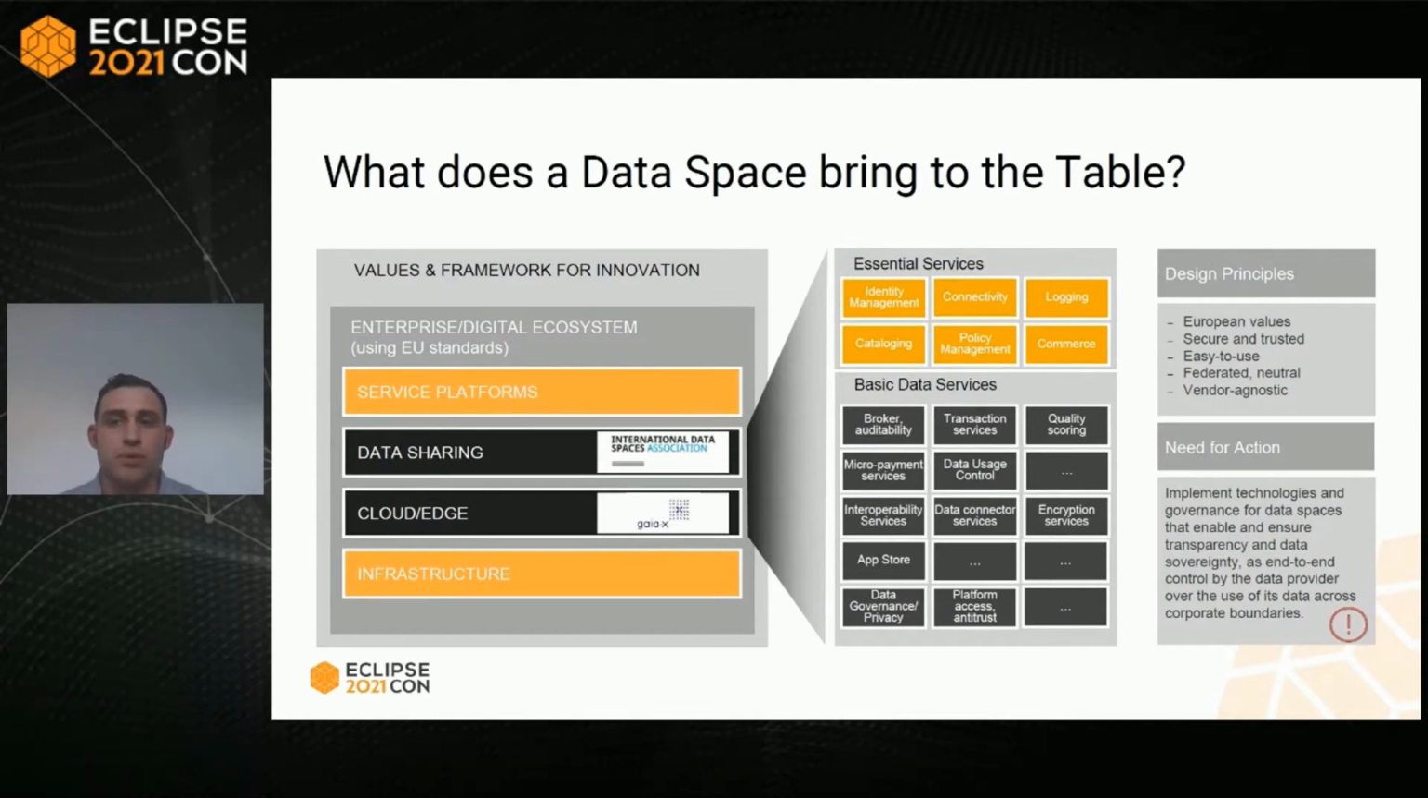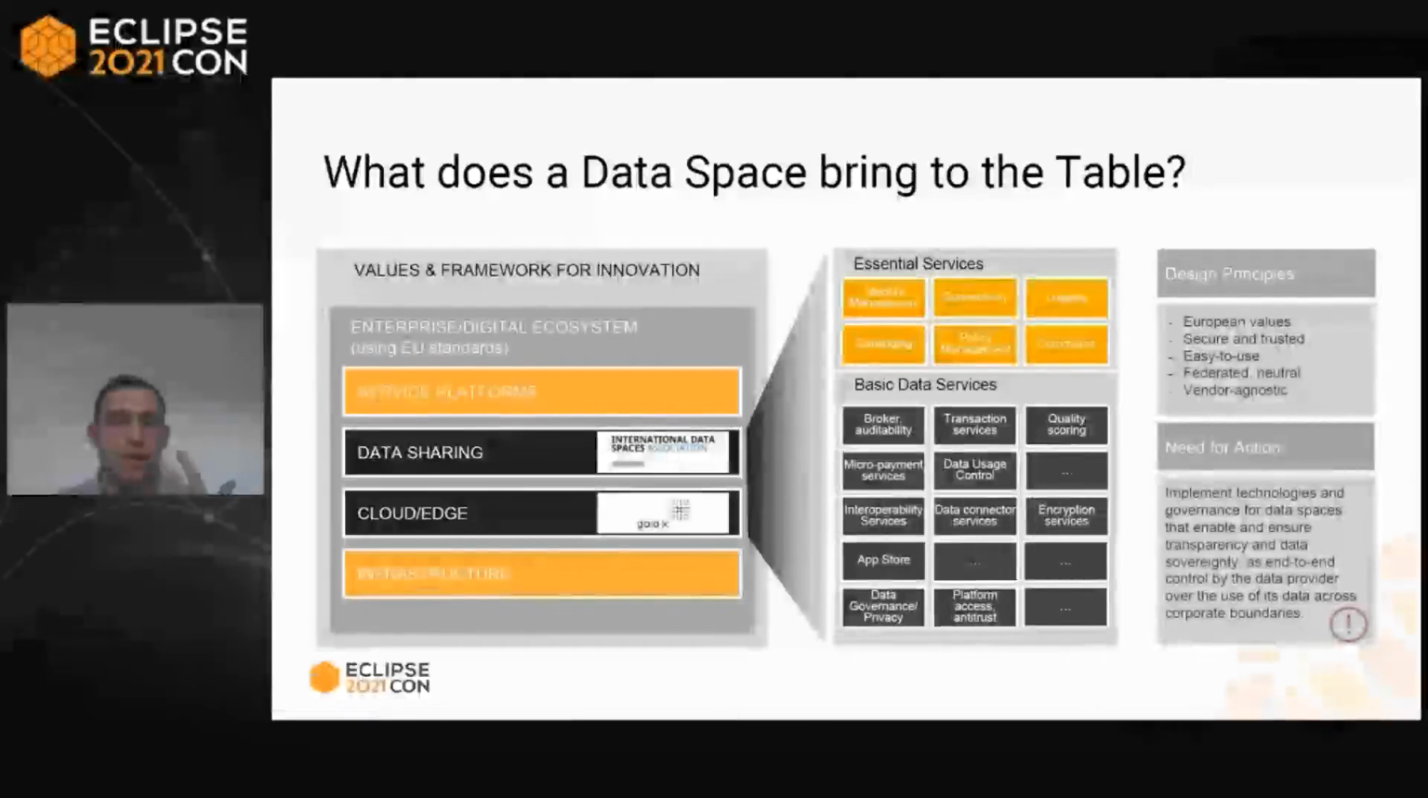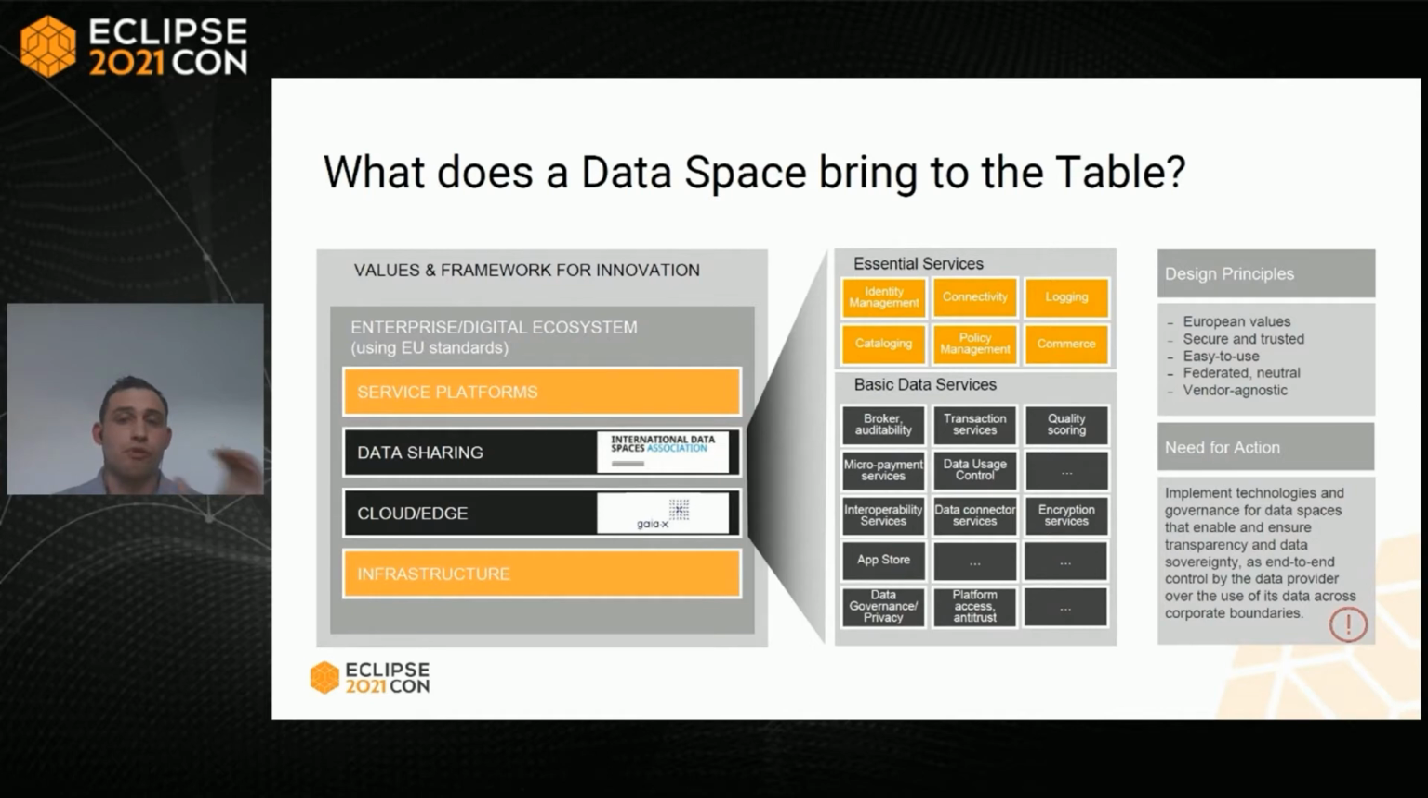If you see the design principles, I mentioned European values, so federation and federated architecture, that you have it secure and trusted, that you are vendor agnostic and so on. The need for action we have right now, also looking at this architecture, is how to build these essential services and provide them with good governance and with technologies. So how do we implement all these services to really ensure transparency, ensure data sovereignty from end to end?